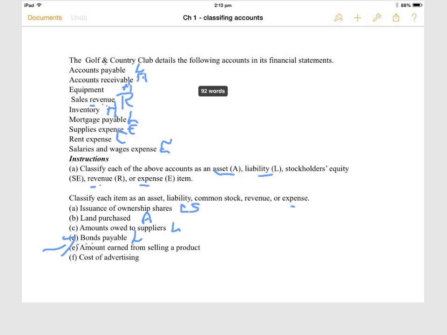Amount earned from selling a product. Well, that's revenue. When I sell the product, I earn revenue. Cost of advertising, well, that's an expense. So there you have the different categories of accounts in accounting.